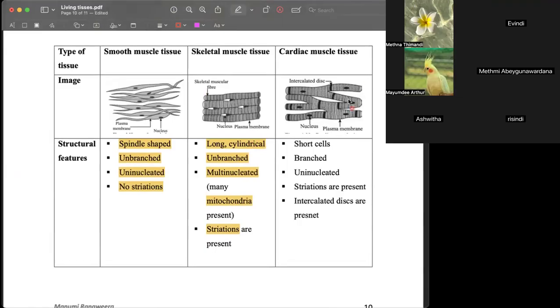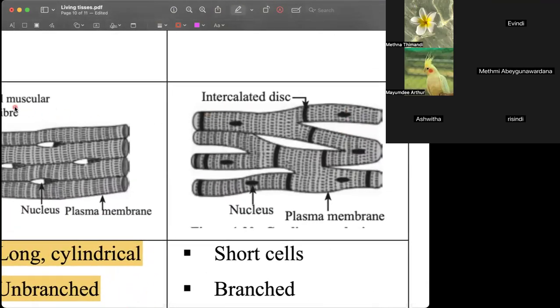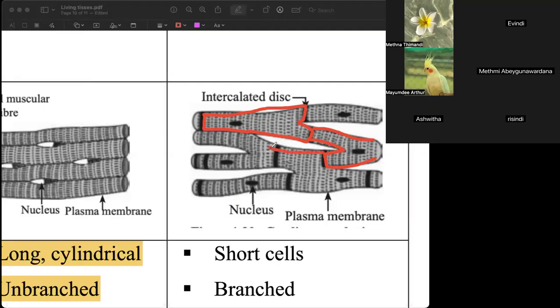So, look at this structure. This part is one cell. Then this part is another cell. Then this part is another cell. This part is another cell. This part is another cell. So now if you remember in the skeletal muscle tissue, the cells were pretty long, right?